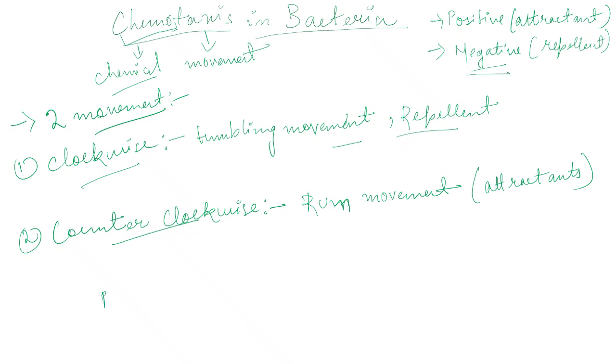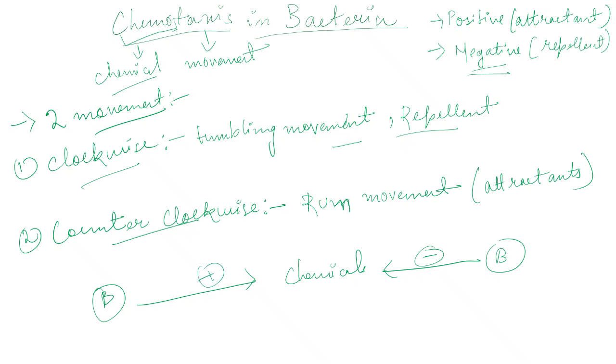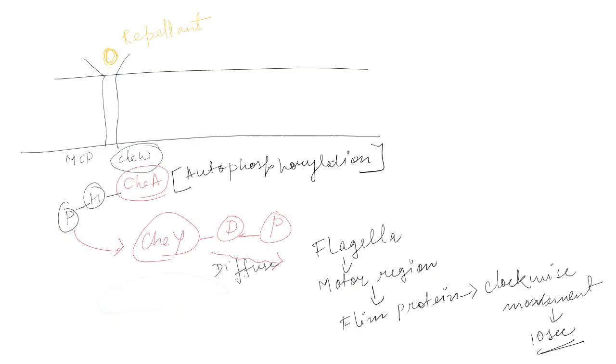Like for now you can see, there is this bacteria and there are certain chemicals, and again here there is another bacteria. So this is negative, this is positive. If the chemical is an attractant, then it is positive and the bacteria will run. And if the chemical is negative, then it will repel, showing tumbling movement. Then we'll see exactly how the mechanism is working.